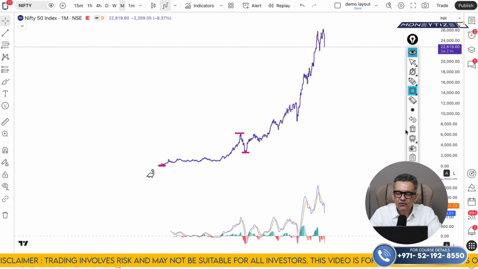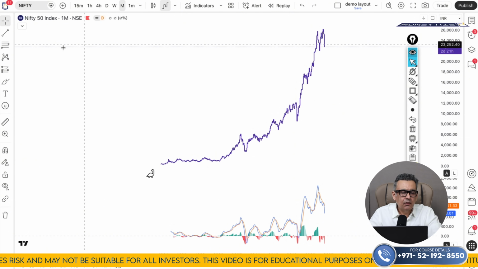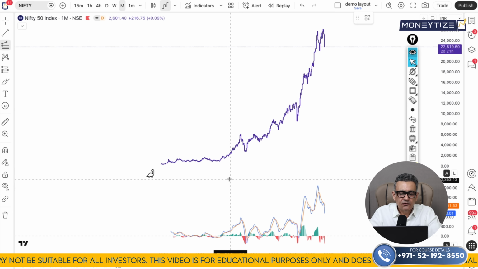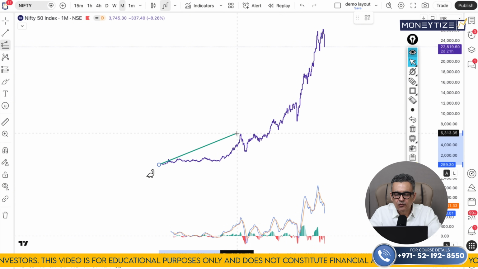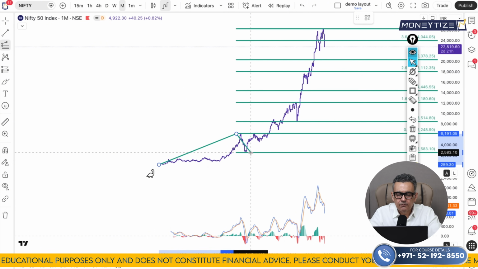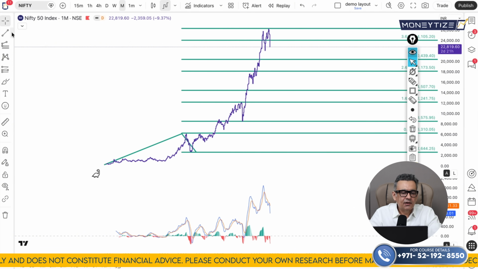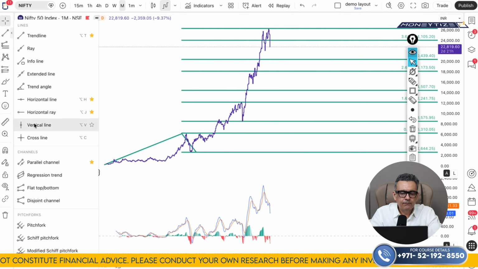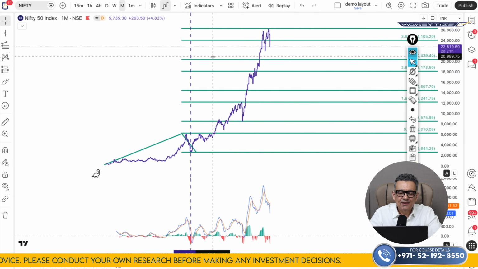So I'll be connecting my first extension by connecting A, B and C on the monthly frame here. So starting from the lowest as point A, dragging to the first swing high and joining with the higher low here. So first extension applied, and we can add our vertical line at point C. And now I will use my second extension.